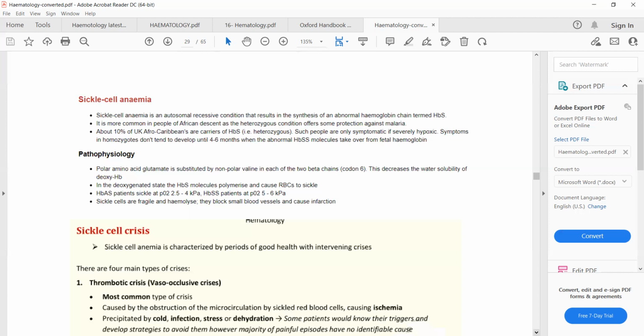What happens in sickle cell anemia? Polar amino acid such as glutamate is replaced by non-polar valine in each of the two beta chains. If the polar amino acid glutamate is replaced by non-polar amino acid valine in both of the chains, then it is known as sickle cell disease. And if it is replaced in only one chain, then it is known as sickle cell trait.